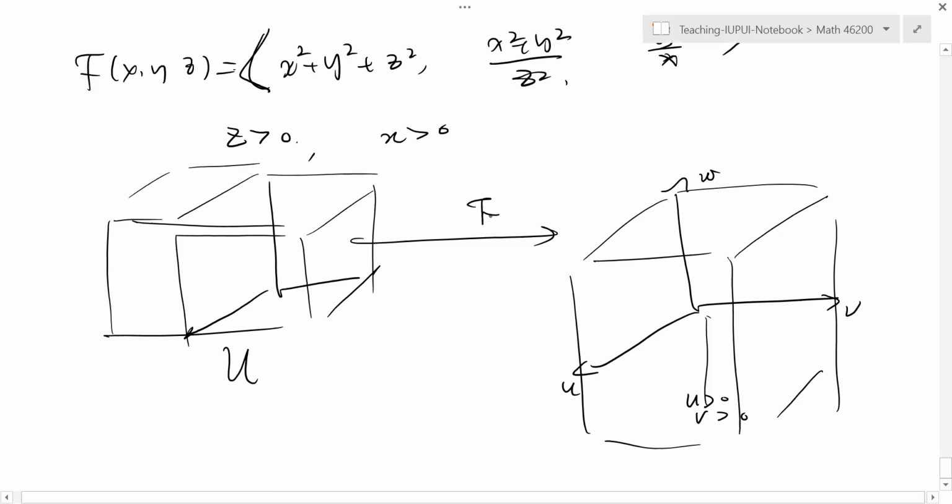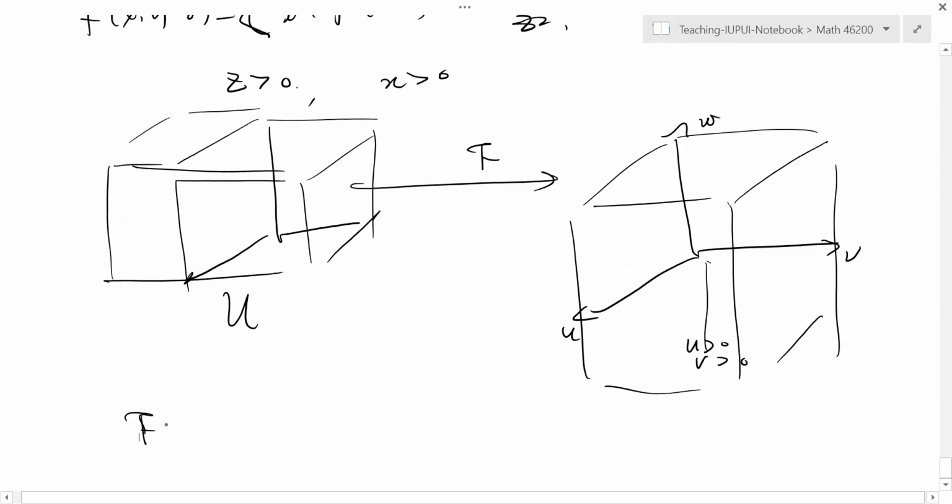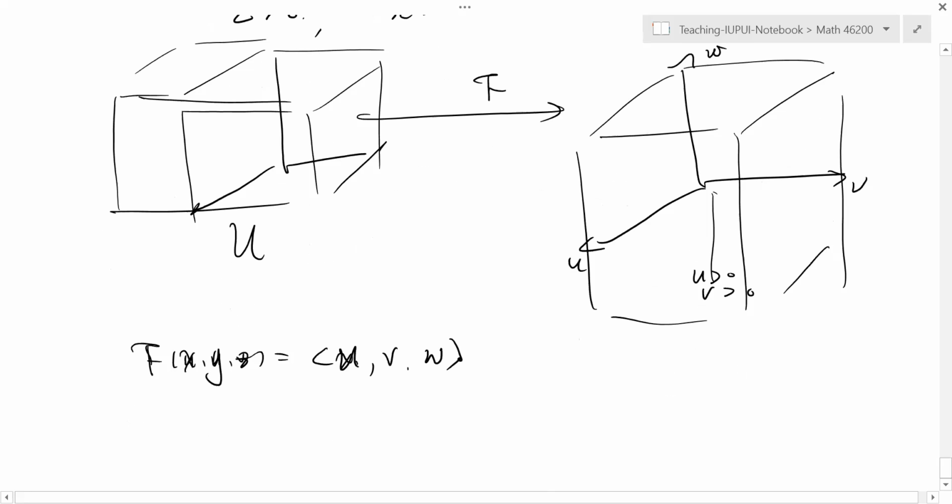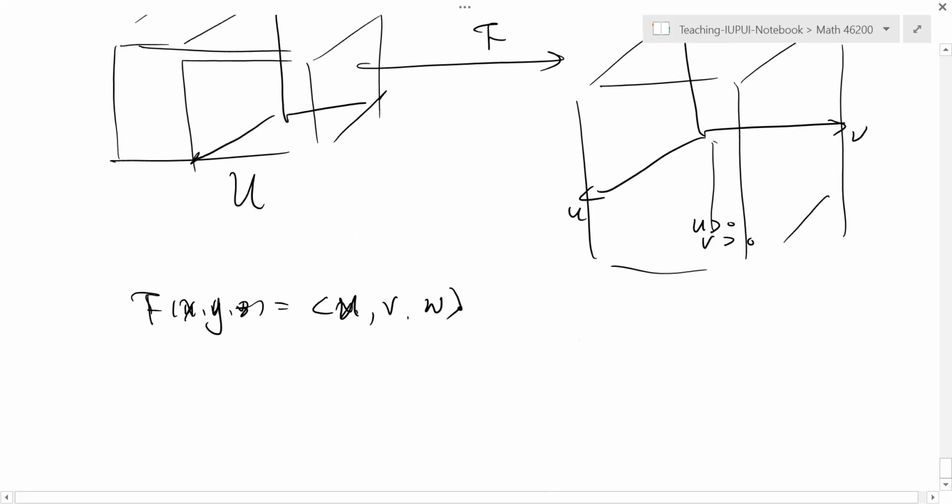Okay. So this is a map. It's a diffeomorphism, right? Are we able to solve the inverse? X, Y, Z equals U, V, W, right? U is positive, V is positive, and W is an arbitrary number. I'm going to solve it. I hope I can solve it. Maybe not.